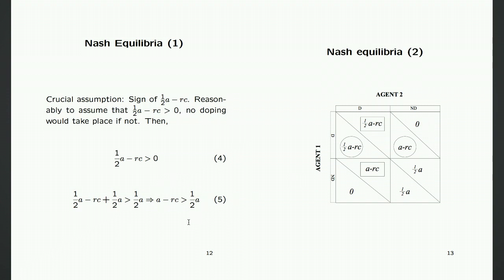But we also get that A minus RC is bigger than half an A, meaning that this term is bigger than that term, and this term is bigger than that term. So there's only this single assumption that defines all best replies of this game. And as you can see, this game has a single, pure Nash equilibrium, the DD, meaning both athletes choose to take drugs. So the game theoretical prediction here is that everybody takes drugs, given that there are two players in this game.